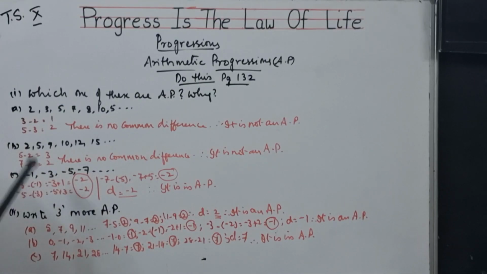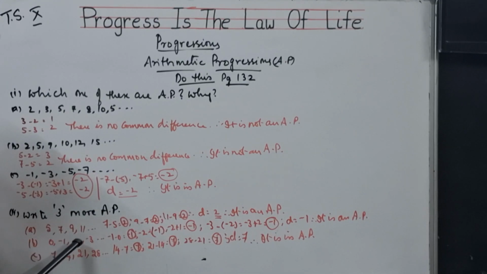Now, this is the first bit, children. Second bit, they are asking to write 3 more APs. So I have written APs and even I have proved that these are in AP. What are they? 5, 7, 9, 11. So 7 minus 5 is 2, 9 minus 7 is 2, 11 minus 9 is 2. That means common difference is 2. So it is in AP.